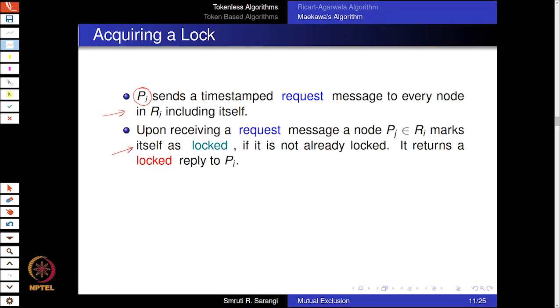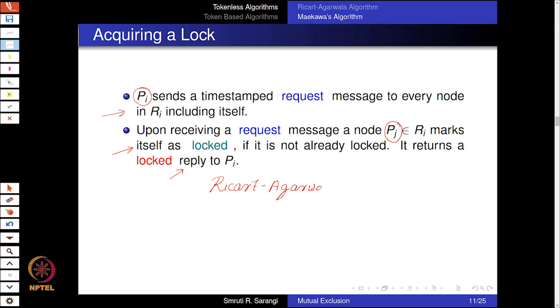Upon receiving a request message, a node pj, which is a part of Ri, marks itself as locked if it is not already locked, and it returns a locked reply to pi. So you can see this part is pretty similar to the Ricart-Agrawala construction. So it is not all that different at all.